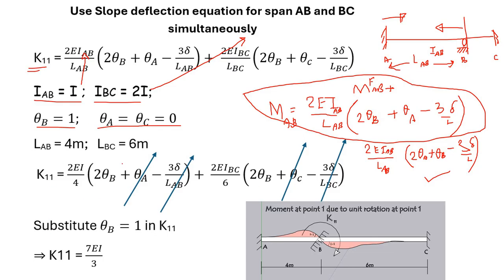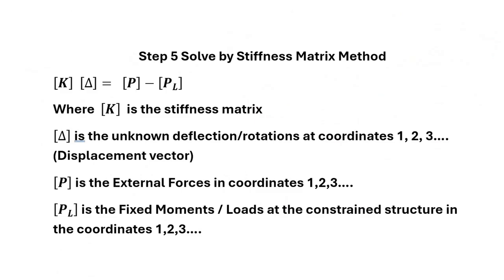Don't worry about the calculations, it is very simple. You put theta B equal to 1, theta A equal to 0 and theta C equal to 0. Also put delta equal to 0. Then finally you are getting the stiffness coefficient K11 equal to 7EI by 3. Now, as I told you, this is the stiffness method that is being used.